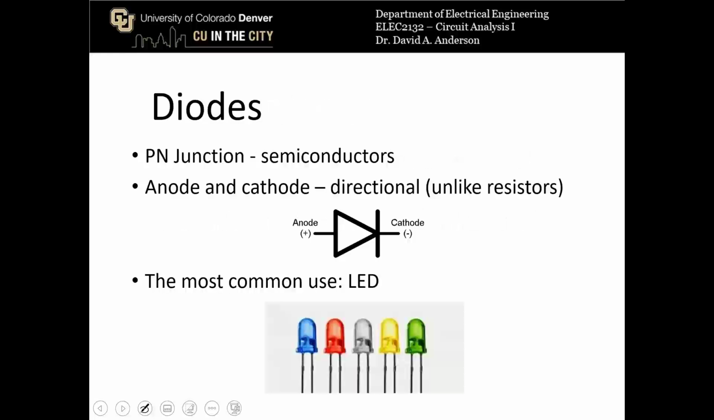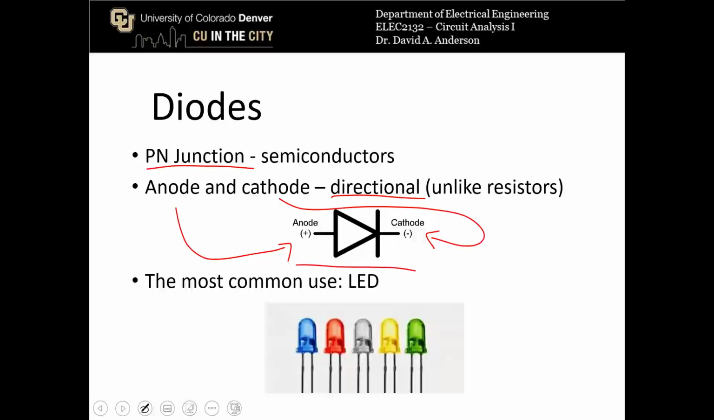Just to go into the theory a little bit, diodes are constructed of something called a p-n junction. That is a mix of semiconductors that creates some kind of unusual behavior. Diodes are also directional, which means that they have an orientation associated with them, and you have to be careful about the orientation. So we name each of the terminals. The positive end is called the anode, and the negative end is called the cathode.